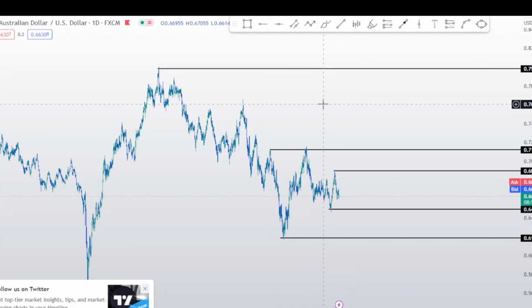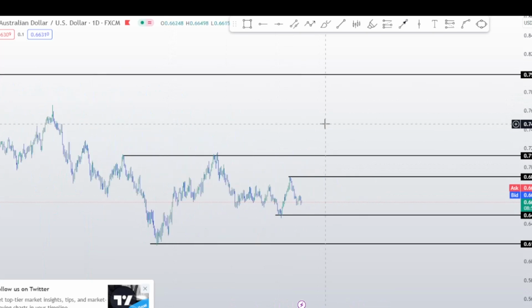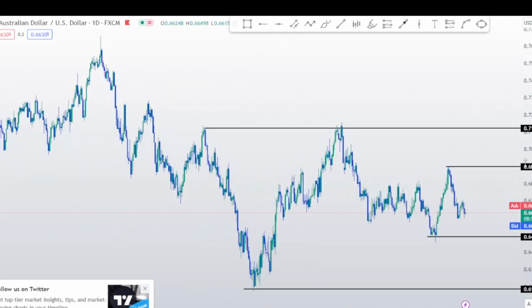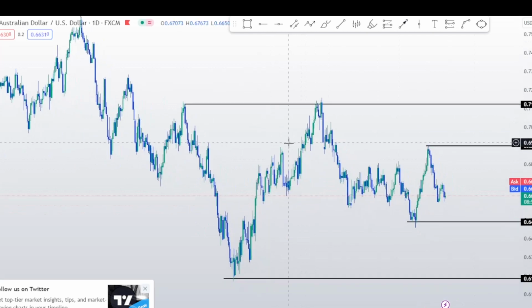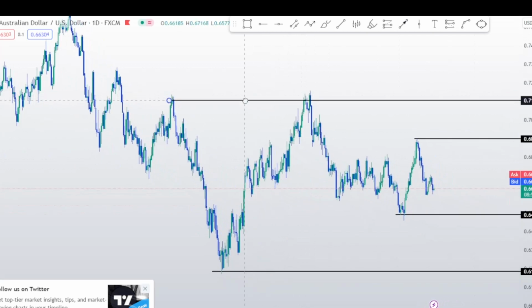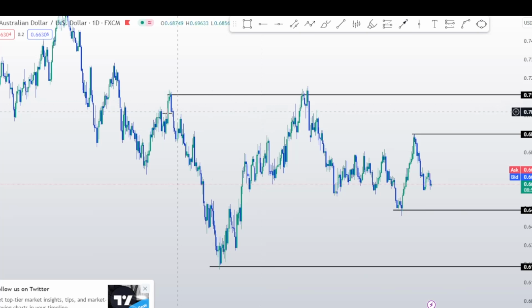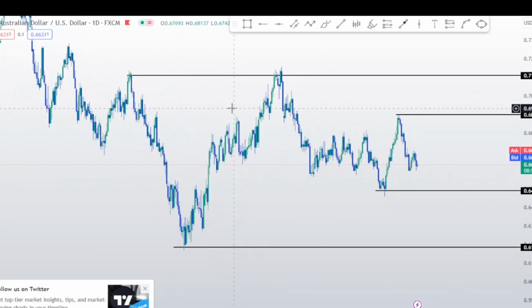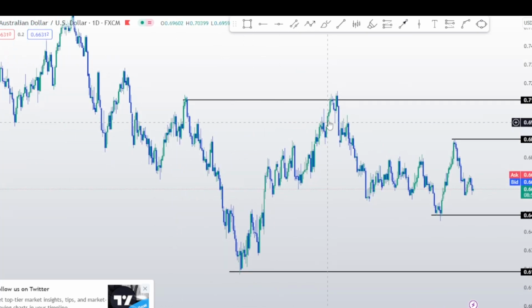Okay, so we move. And what happens when the market gets to these key levels? This is the second step. What happens when the market gets to these key zones? The second step is to wait for consolidation. By consolidation, I mean waiting for the market to react on these levels.